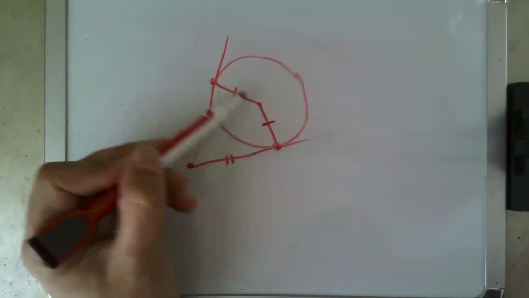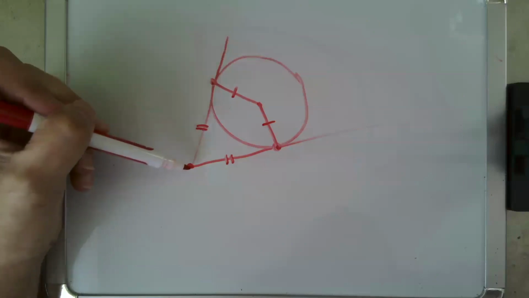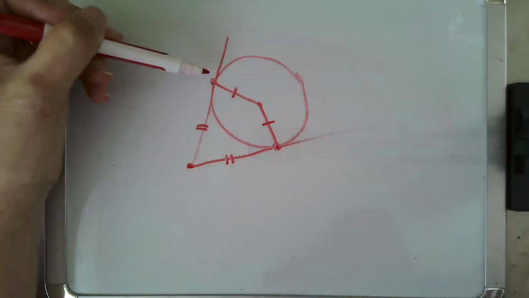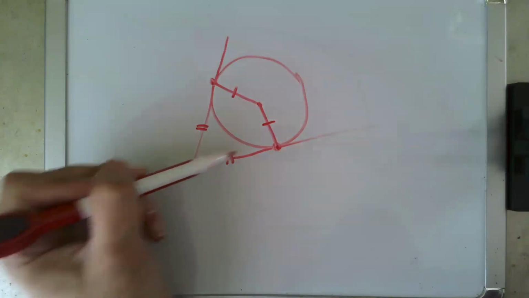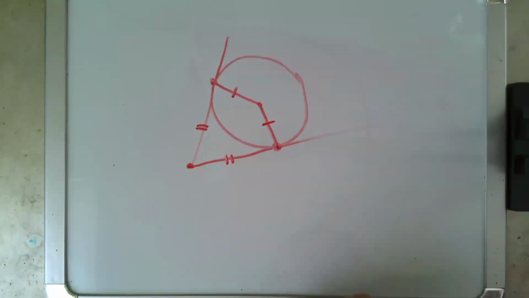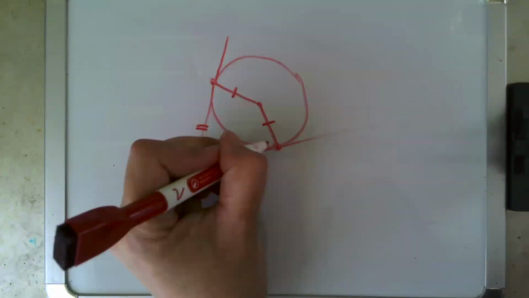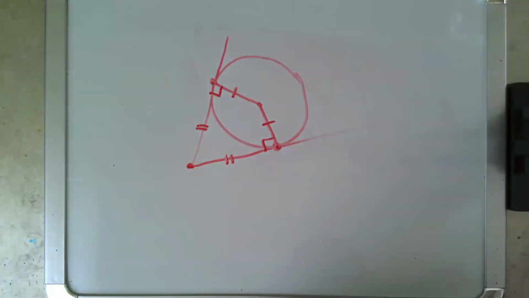So my radii are congruent, and the distance from my external point to a tangent on one side of the circle and a tangent on the other side of the circle will also be congruent. Okay, other things I know. When tangents intersect radii, they do that at right angles.